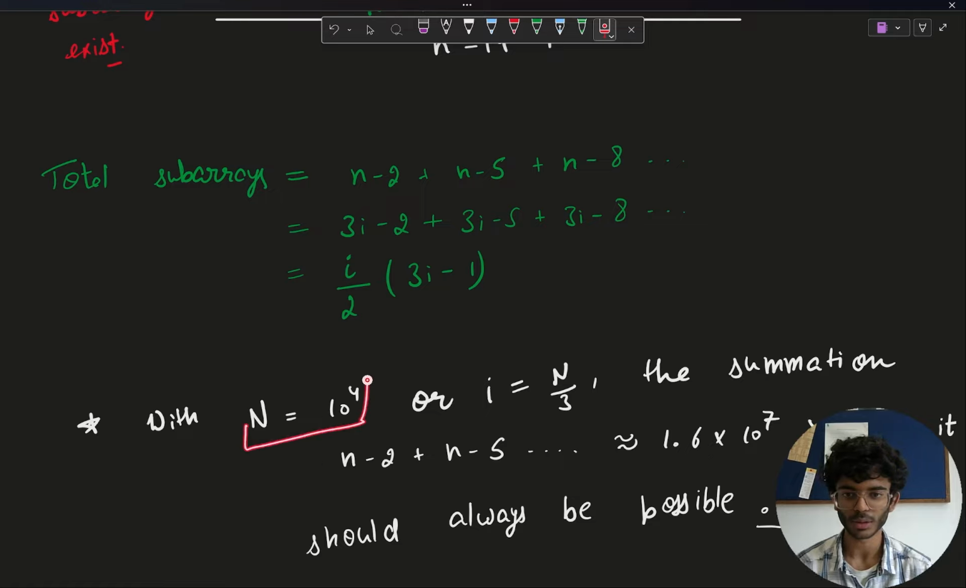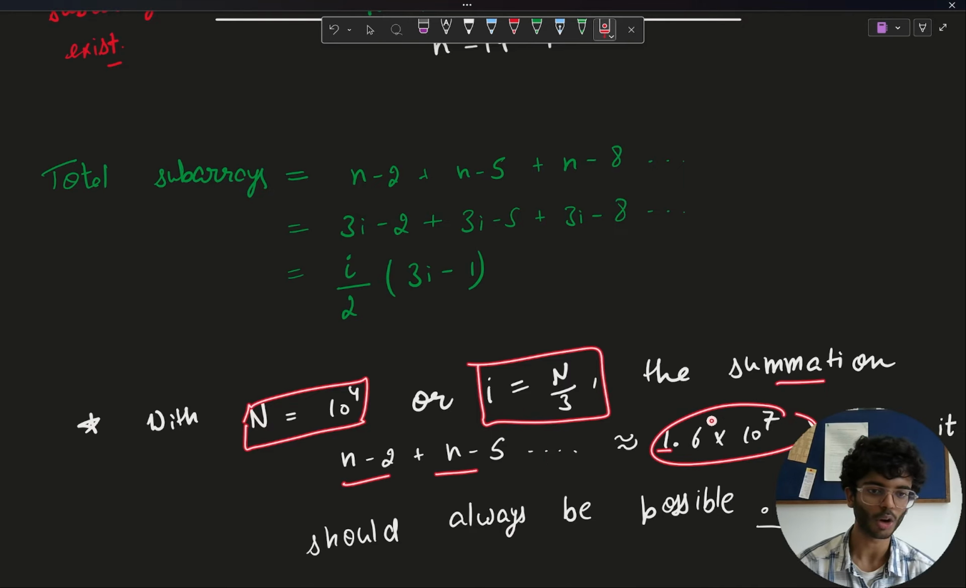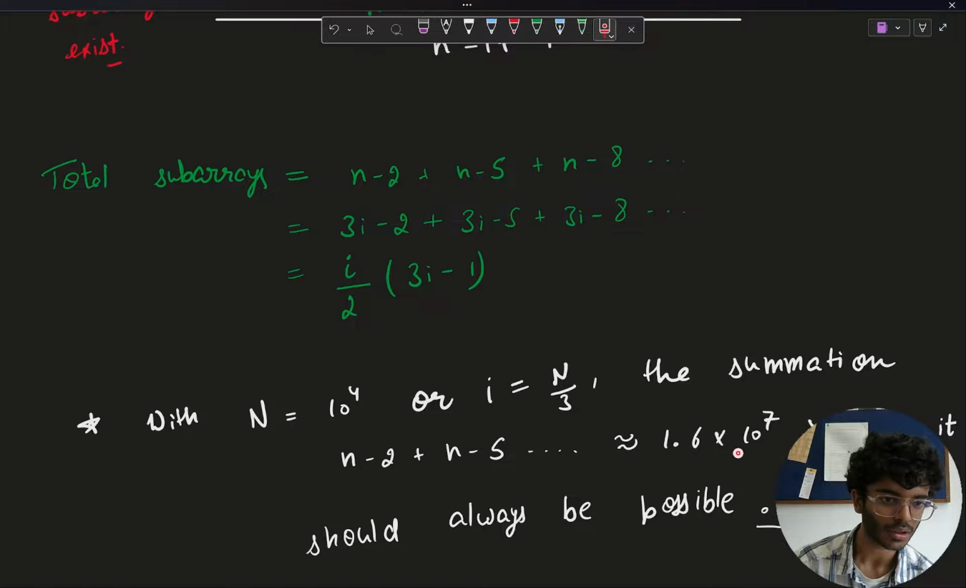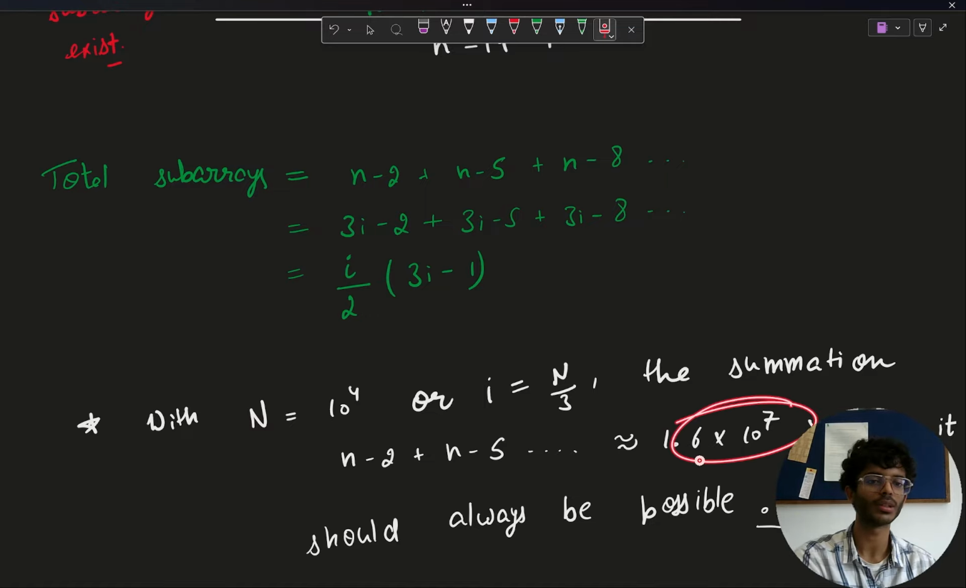So for n equal to 10 to the 4, or we can put i equal to n by 3, the summation n minus 2, n minus 5, and so on would be almost equivalent to this. And what was our maximum value of k? 10 to the 7th. So we have 1.6 into 10 to the 7, that is greater than 10 to the 7, right?